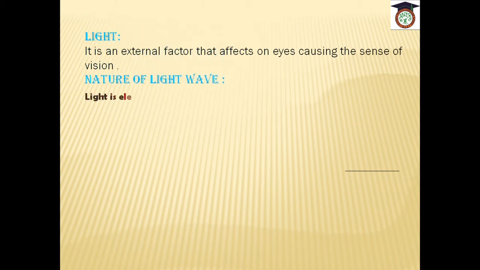Nature of light. As we said before, we discussed the nature of light in unit 1, where light is an electromagnetic transverse wave. Can somebody say why it's called electromagnetic transverse? Electromagnetic, because it can travel through space and doesn't need any medium to travel through. Transverse, because the medium particles vibrate perpendicular to the line of wave propagation.